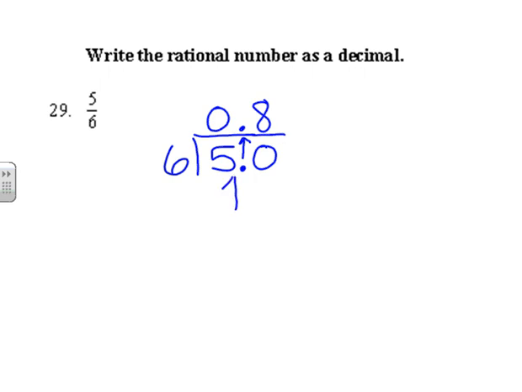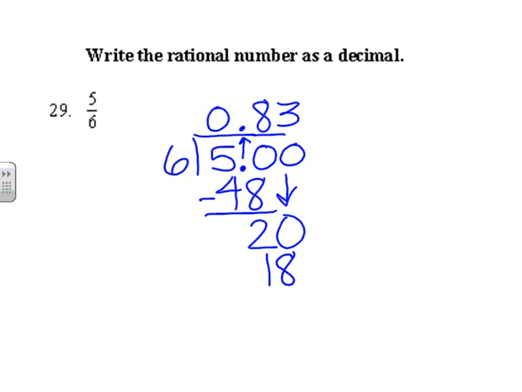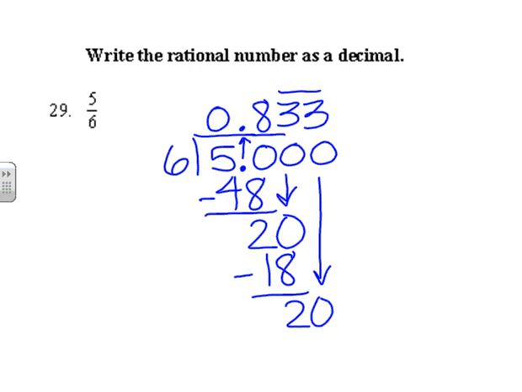8 times 6 is 48. Subtract. Bring down another 0. 6 will go into 23 times. Subtract. And now we're going to find that our decimal starts repeating just the 3. So we can put a bar over just the 3's and write our final answer as 0.83 with the 3 repeating.